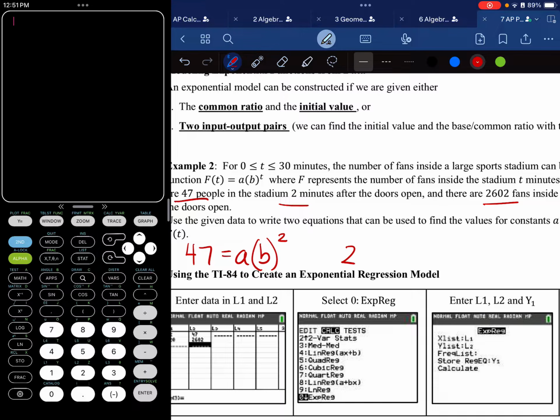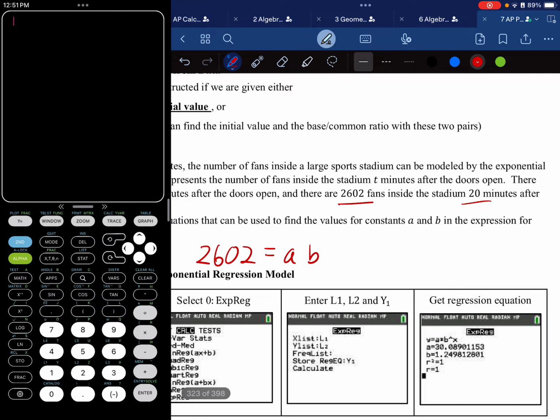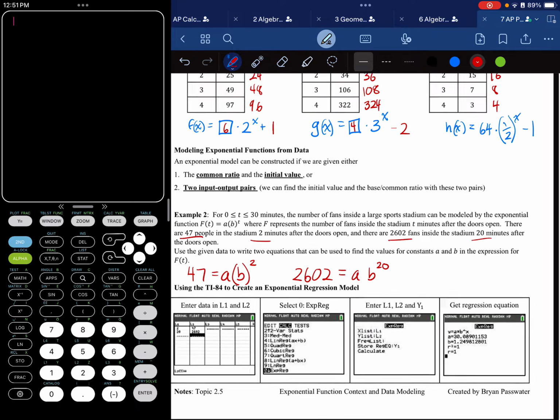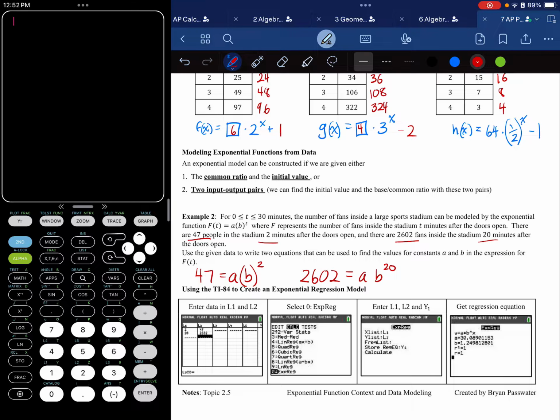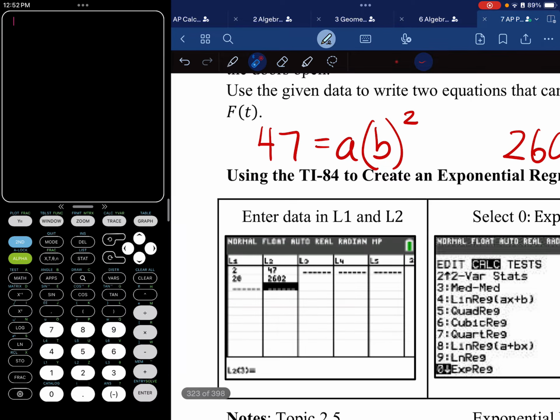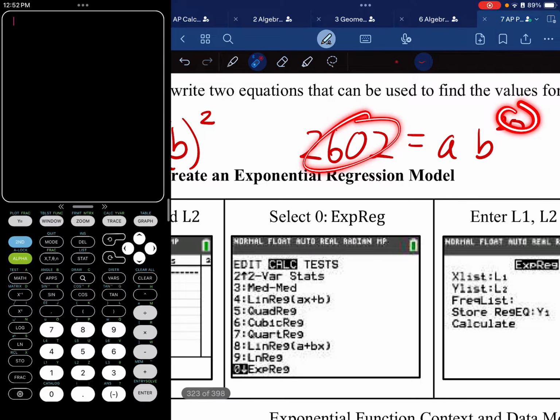2,602 fans is equal to a times b to the power of how many minutes? 20 minutes. Both of those equations will help me derive the actual equation, and then we're going to use a calculator for that. You can see what they're doing in their table over here. They plugged in 2 and 47, and 20 and 2,602.